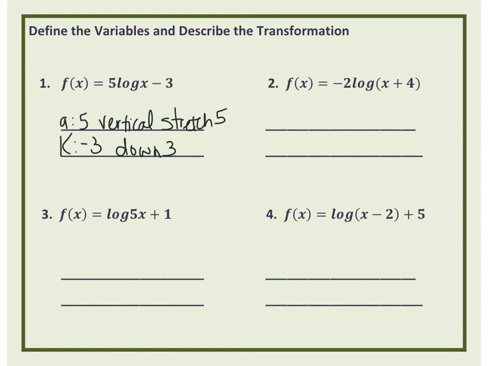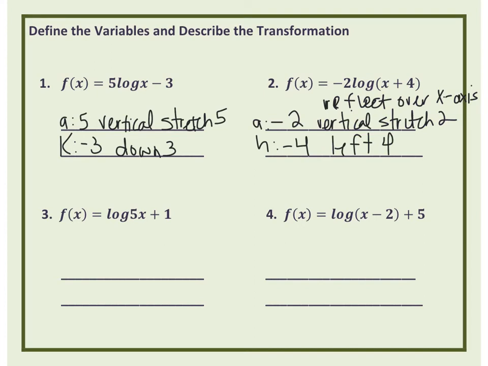On number 2, a number in front of the log means this is A. A is a negative 2. Remember that we only look at the absolute value to determine stretch or compression. So this is a vertical stretch of 2. Remember, you can only stretch or compress a positive number. So it's a stretch of a positive 2 with the reflection over the x-axis. And this is inside the parentheses. This means that this is my h value. We always change the sign of h. So h is negative 4, and the graph went left 4.